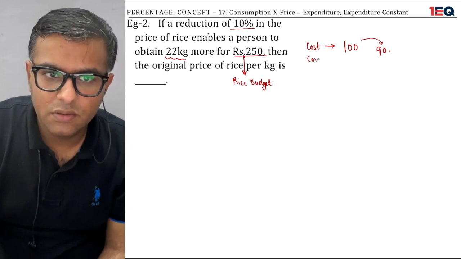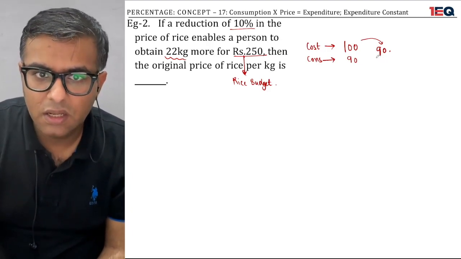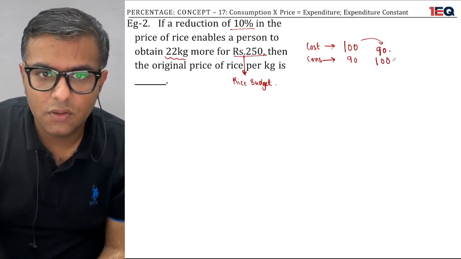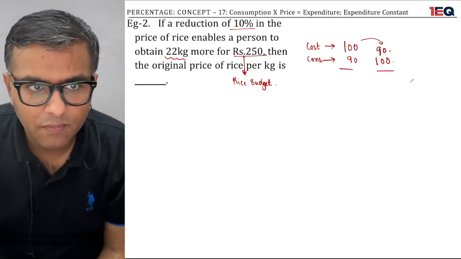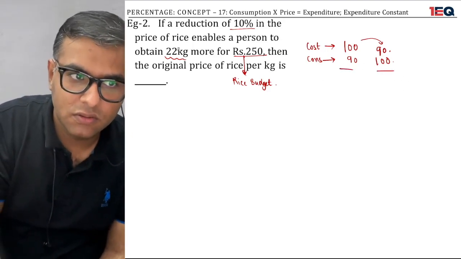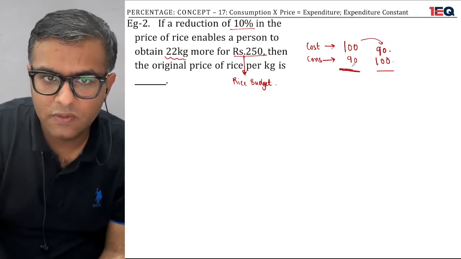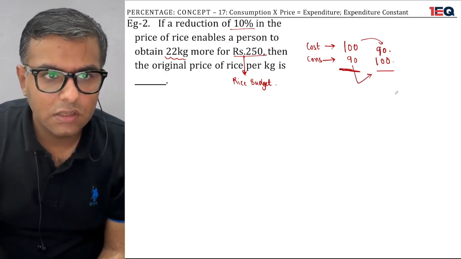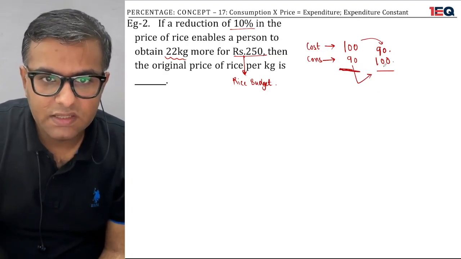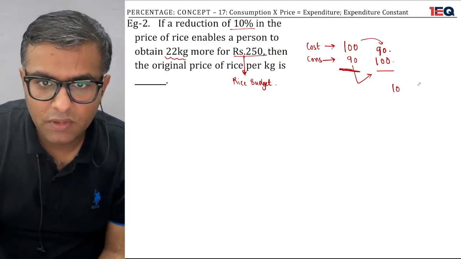The consumption is 90 rupees then and 100 rupees now. So the total budget remains the same, and the person is also getting some extra rice. Here I'll tell you one thing. There is an increase of 10%, which is an increase of 10 units.